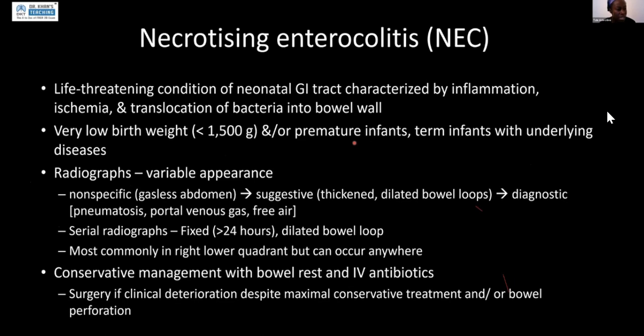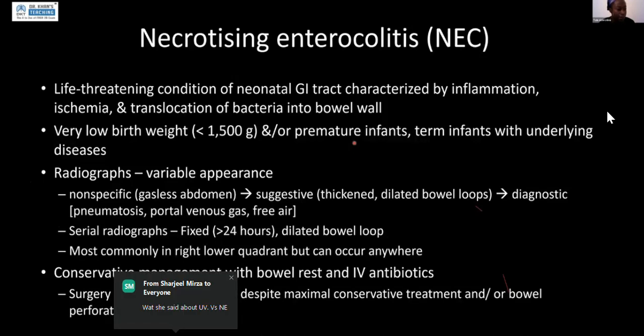And what happens is they get inflammation of the bowel and they get translocation of bacteria into the bowel wall. And then from the inflammation, it affects the blood supply and they can have ischemic changes, which we see as pneumatosis, so air within the bowel wall.